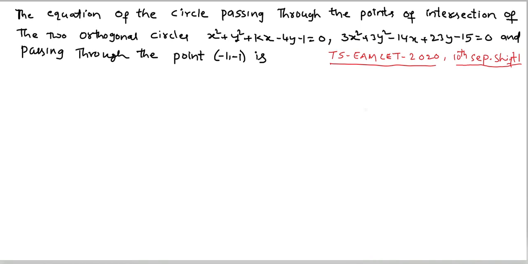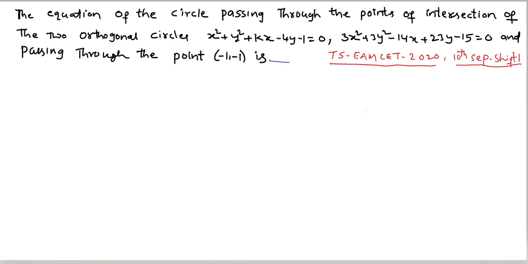The equation of the circle passing through the point of intersection of the two orthogonal circles x square plus y square plus kx minus 4y minus 1 is equal to 0, comma 3x square plus 3y square minus 14x plus 23y minus 15 is equal to 0, and passing through the point minus 1 comma minus 1 is dash. This is TSM set 2020 10th September shift 1 question.